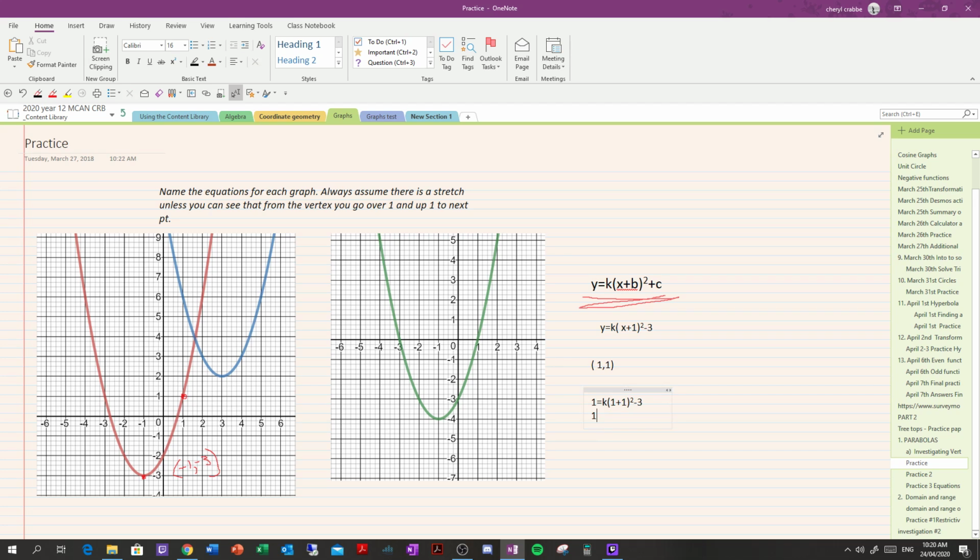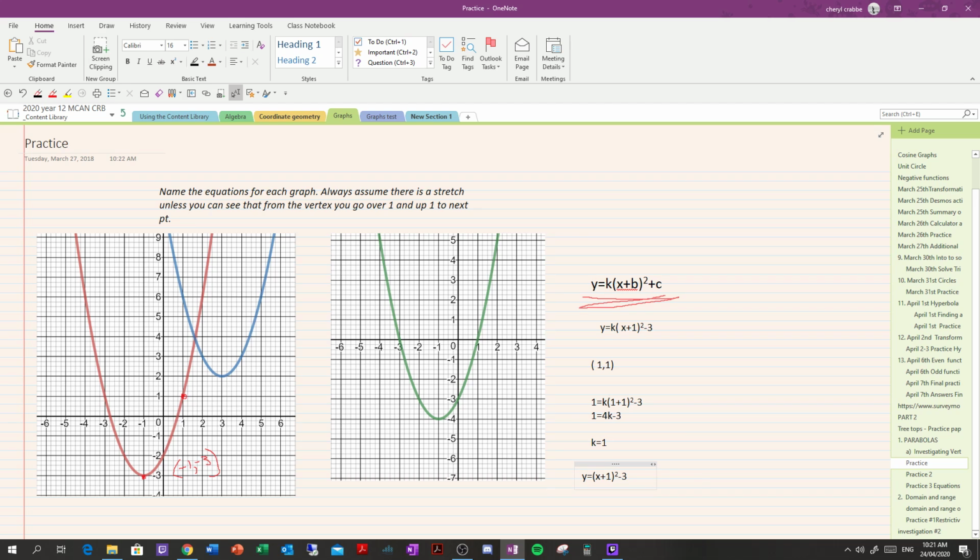So 1 is equal to, that's going to be 2 squared, which is going to be 4k -3. And so if I do the solving, I get k is equal to, add the 3, that gets 4, and divide by 4, you're going to get k is 1. That's what you're going to get. So basically there's a stretch of 1, or we don't actually write a stretch of 1. So we just write the equation y is equal to (x + 1) squared -3. There's the equation.